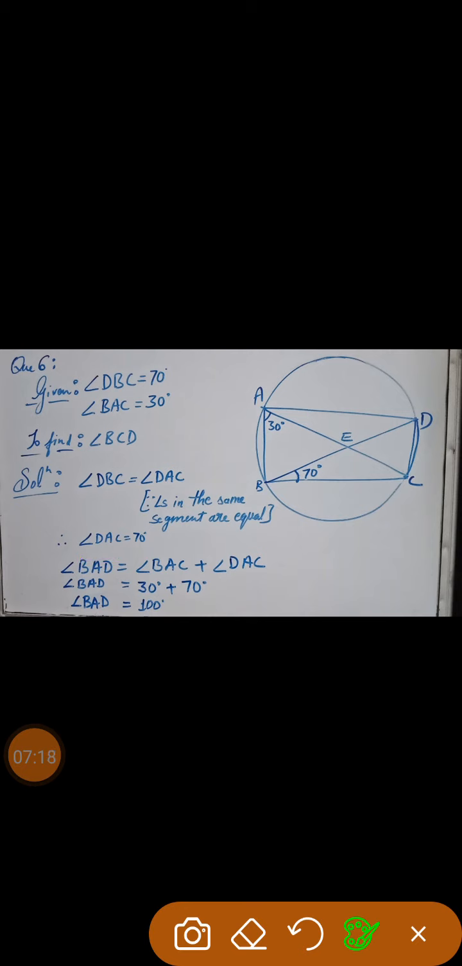BAD means this angle. So angle BAD is equal to angle BAC, this, plus DAC, this. The sum of these two angles will be equal to BAD. So we are writing here angle BAD is equal to angle BAC plus DAC. We are adding these two angles. So it will be equal to 30 plus 70, 100. So we have got angle BAD is equal to 100 degrees.